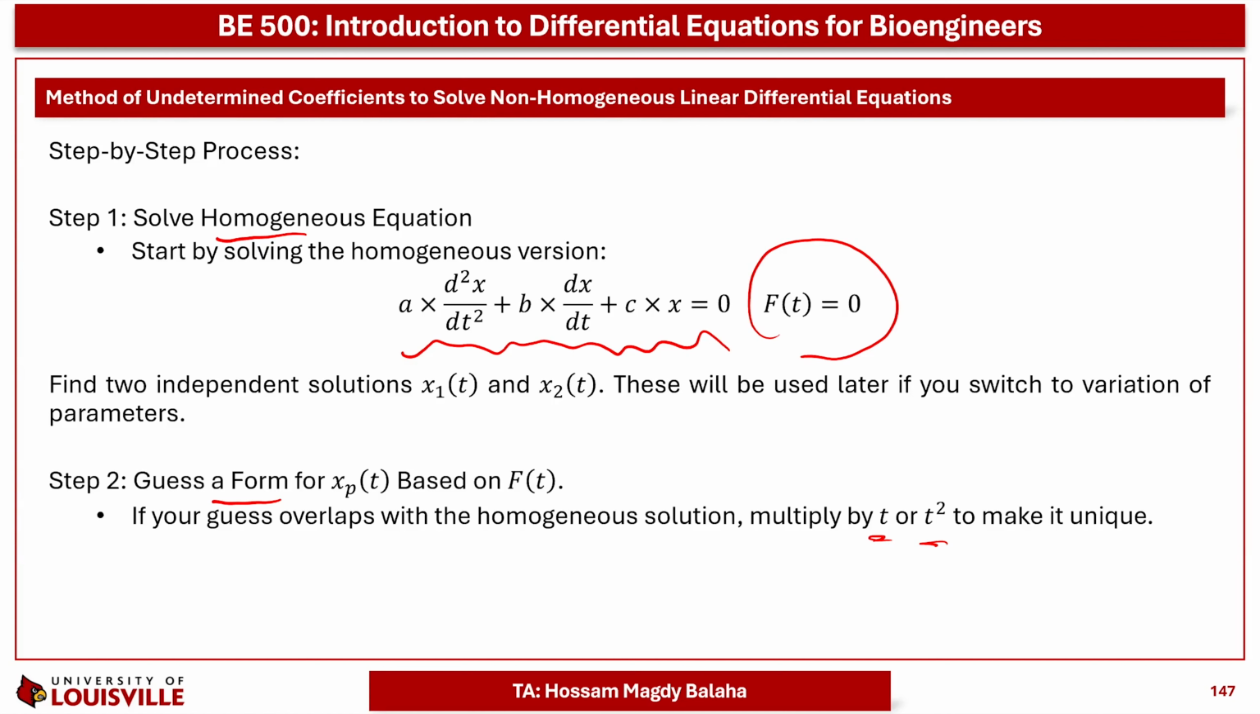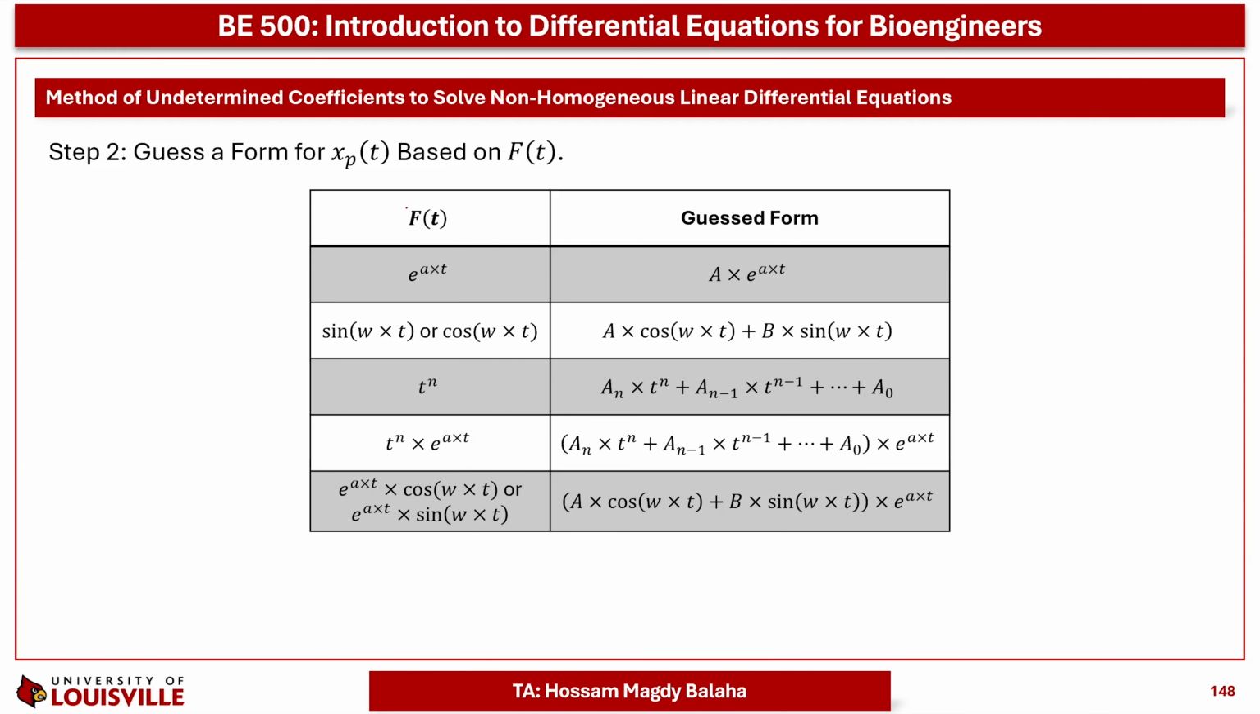Once you encounter that, multiply the particular by t or t squared or t cubed and so on until both sides are unique. As noted, we have t and we need to find the corresponding guess for it. You can use this table to find the corresponding guesses for the different f of t functions.